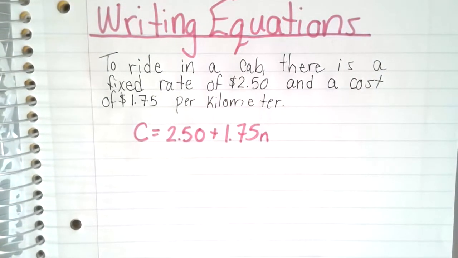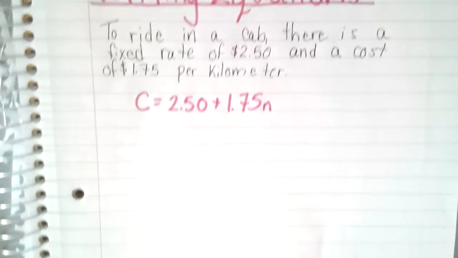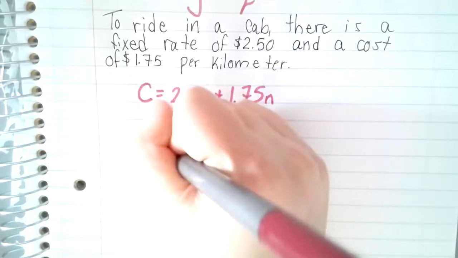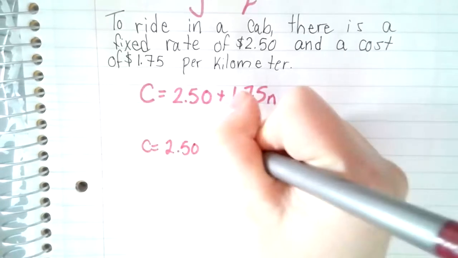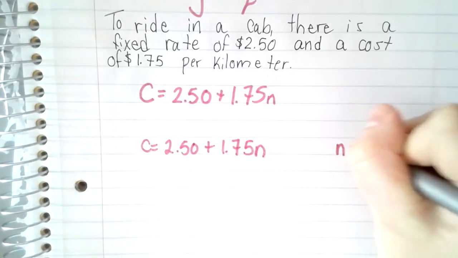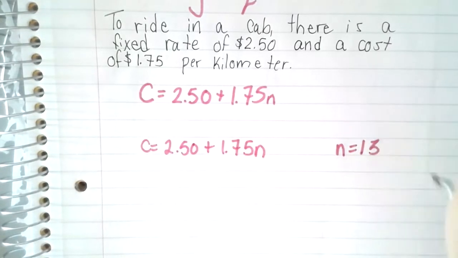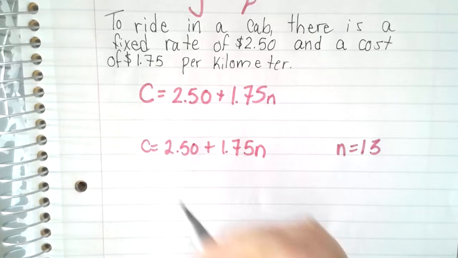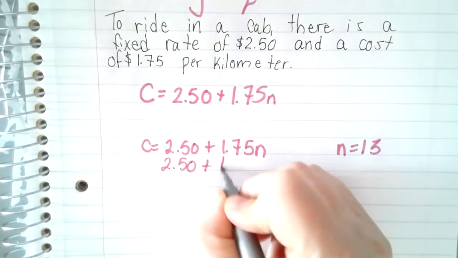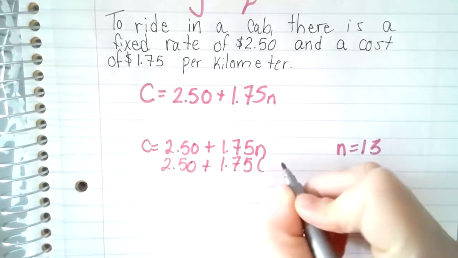Then it might go further and say, if you rode in the cab for 13 minutes, what's the cost going to be? In order to figure that out, you're going to write your equation once again. Except this time, you're going to specify that N, or whatever your variable is, is going to be 13. So you're going to replace that into your equation.